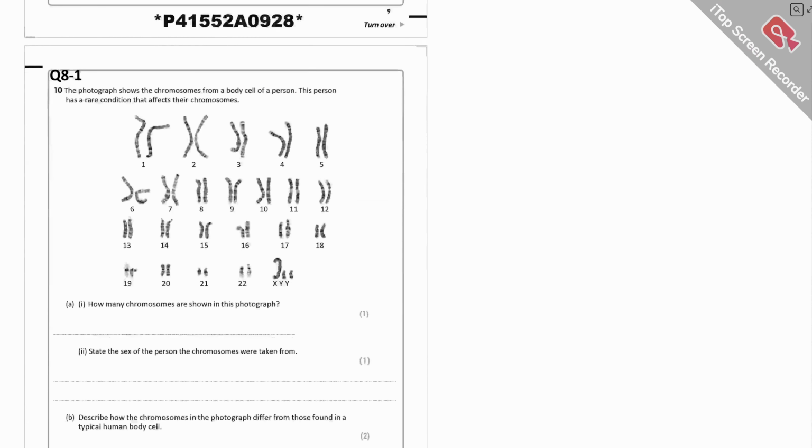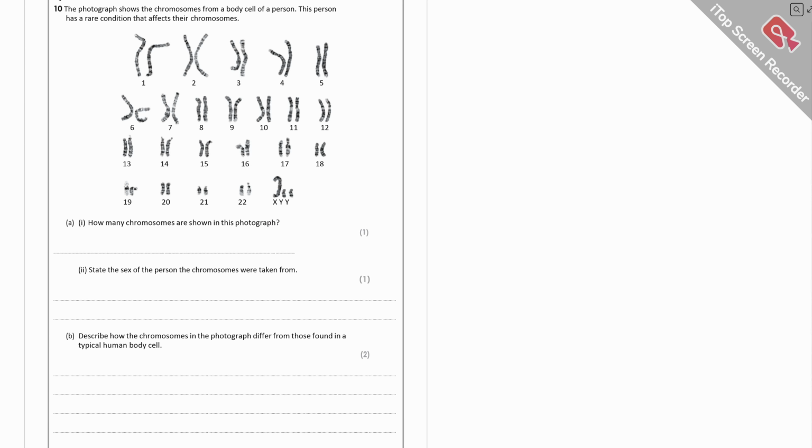Okay, question 8. How many chromosomes are there in this? If you count 1, 2, 3, 4, you're going to end up, remember there's 3 here, 47. Which chromosome were they taken from? A male. Why were they taken from a male? Because you have an X and a Y. If it was from a female, you'd have only X and X.